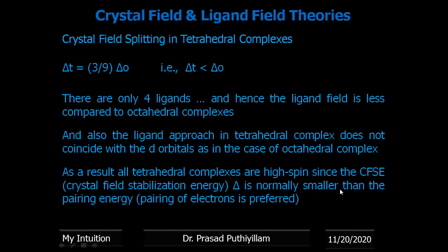So what I explained is that it forms high spin complexes. Electrons will be singly occupied most of the time. They will try to occupy singly first, then pairing takes place. Okay, this is a typing error. While typing I made a mistake.